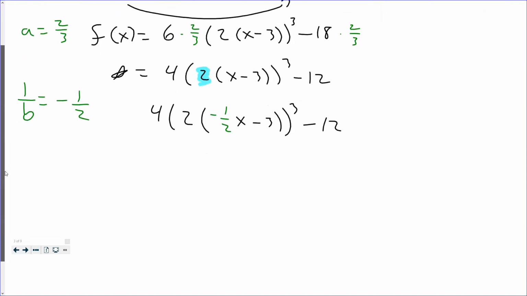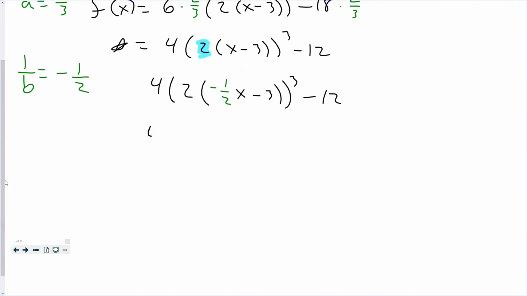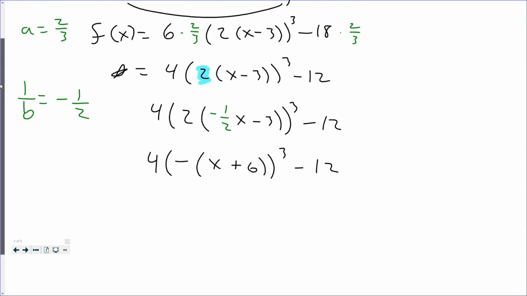So when I factor out that negative 1/2, I get 4 times that negative that I want of x plus 6 cubed minus 12. Right? Because when you factor a negative 1/2 out of negative 3, negative 1/2 goes into negative 3 positive 6 times. That's where I'm at right now. Any questions about that? I know the b is probably the confusing part here. All right, so my 1 over b is negative 1/2.